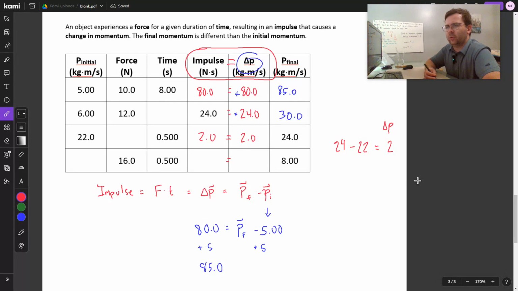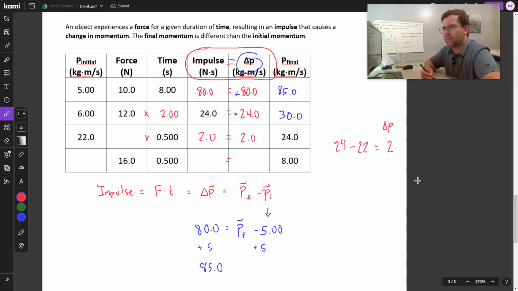Let's go backwards and do this second row. Let's find the missing time here. And so we have an impulse and we have a force. So we know force times the time gives us impulse. So 12 times something gives us 24. So we can do 24 divided by 12. That's going to be 2.00. Okay, we have another situation here where we have force times time is 2.